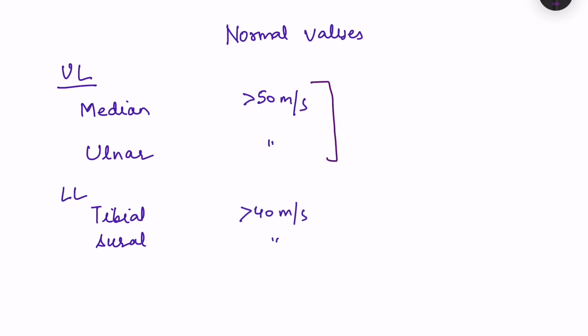And in the lower limbs, commonly recorded are the tibial nerve and sural nerve. And as I told, the length of the neurons affects the motor nerve conduction velocity. So you see, the motor nerve conduction velocity in these nerves is lower. It is greater than 40 meters per second. Okay, because these are lower limb nerves, they all start from the spinal cord, so they are long nerves.